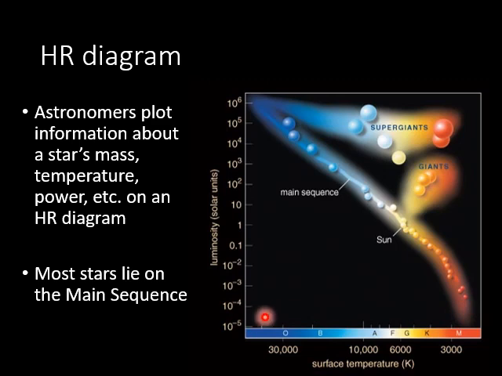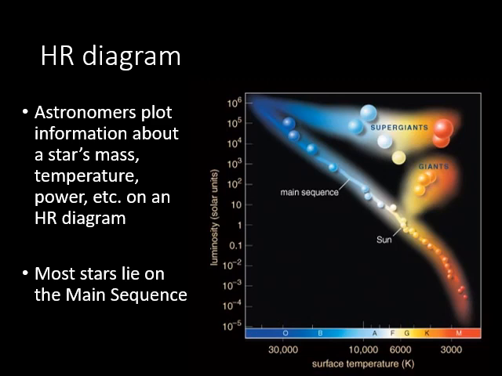You also see that there are some letters here: O, B, A, F, G, K, and M. Those are spectral types, and we're not going to get into the details of spectral types in this lesson, but just know that these letters correspond to the order of stars from hottest to coldest. O is the hottest, B is the next coolest, A is the next coolest, all the way down to M, which are the smallest and coldest spectral type stars on this diagram.